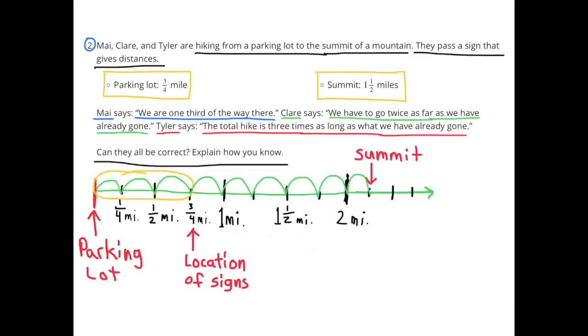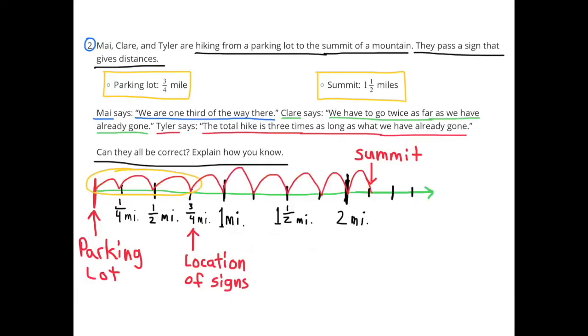Claire says, we have to go twice as far as we have already gone. And if you look at the number line, it's been divided up into 1/4 of a mile. The location of the signs is at 3/4, that's where they're standing now, and they need to go an additional 6/4 before they reach the summit. 6/4 is twice as far as 3/4.